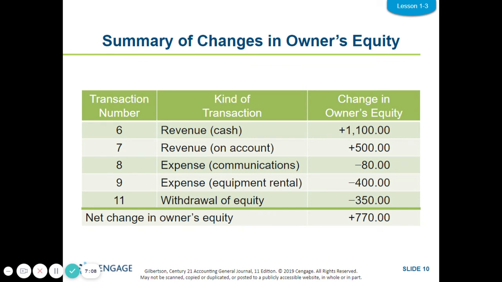So just kind of a summary here. We had some different transactions. We had a revenue, cash coming in, and it changed our owner's equity for the positive. We also had a revenue on account that we sold on account, and our equity went up $500. Then we had 2 expenses we had to pay. So our expenses, it went down $480. Then the owner withdrew equity of $350. And so the net change to our owner's equity was a $770 increase.